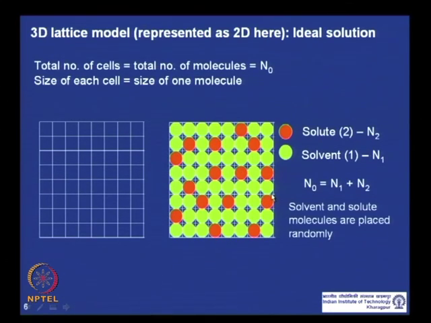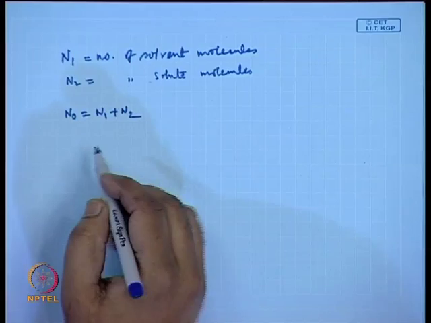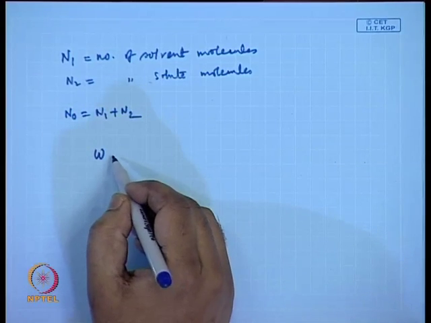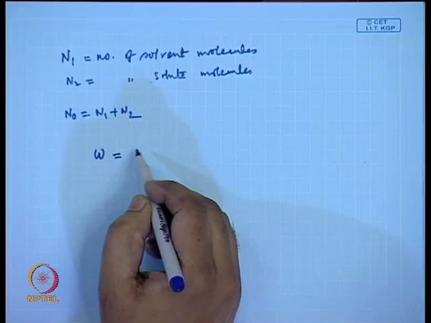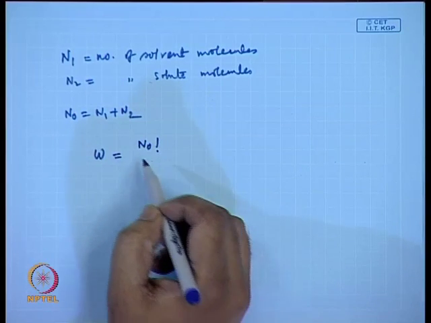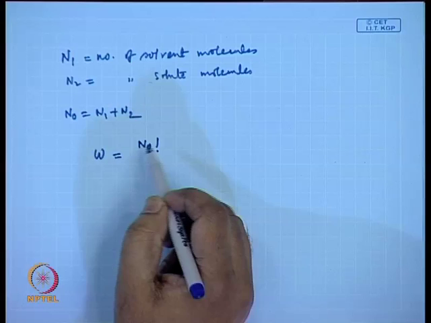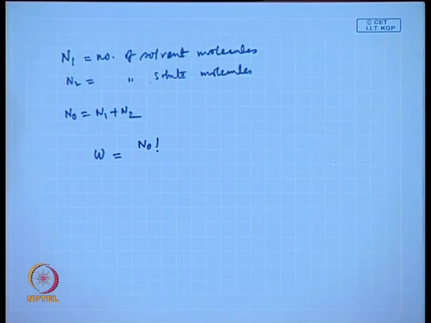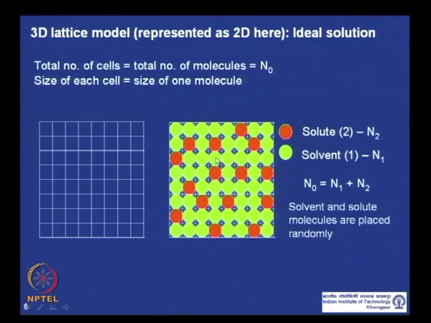So, now you have to calculate how many different ways you can arrange these molecules. The total number of molecules is N0, which is N1 plus N2. So, the total number of ways you can arrange these molecules is factorial of N0. This is the number of ways you can arrange all these molecules. Now, if you replace one solvent molecule with another, or change the position of a solvent molecule with another solvent molecule, you can imagine that you are not creating another distinguishable arrangement.